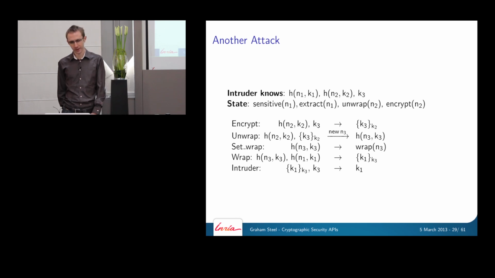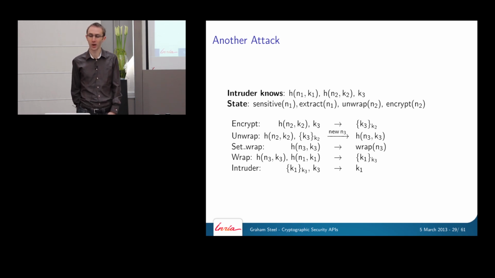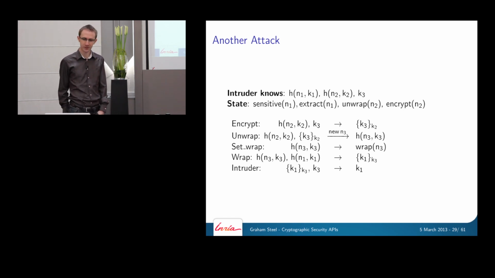Again, N1 is a sensitive key and it has the extractable permission. But this time N2 is a key which has the permission to do unwrap and the permission to do encrypt. Okay? So what's the attacker going to do here? Well, he's going to take his key, K3, and encrypt it using the encrypt command of the API. Then he obtains a blob, K3 encrypted under K2. Then he's going to ask to have that blob unwrapped using the same handle, N2, pointing to K2.